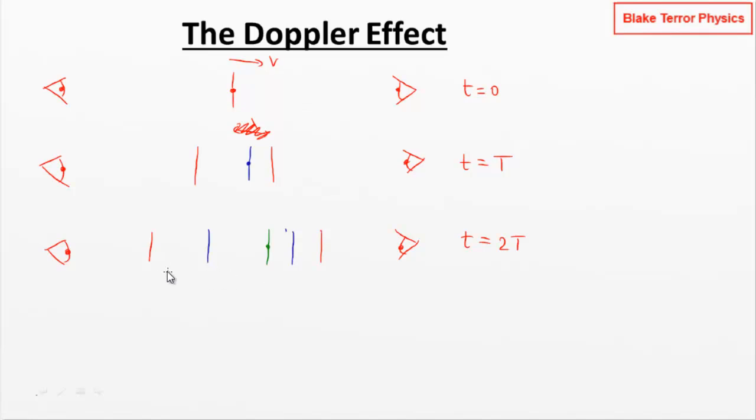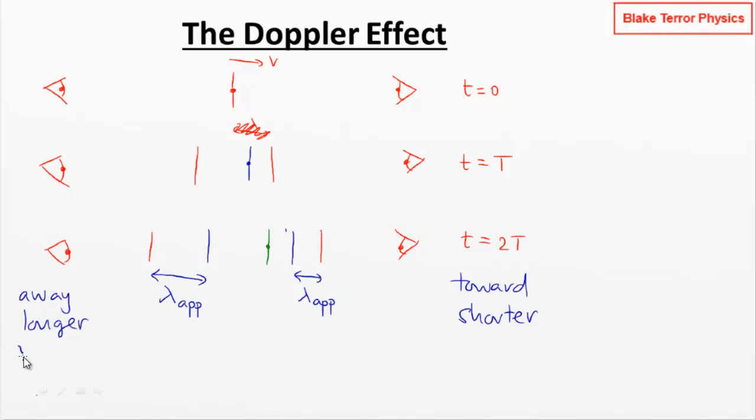If you're off to the left and the source is moving away, your apparent wavelength is much larger than it is if you're off to the right and the source is moving towards. So two different apparent wavelengths depending on whether the source is moving away or moving towards. Here we've got the shorter wavelength if it's moving towards. If it's moving away, we've got the longer wavelength. Longer wavelength means a red shift. Shorter wavelength means a blue shift.